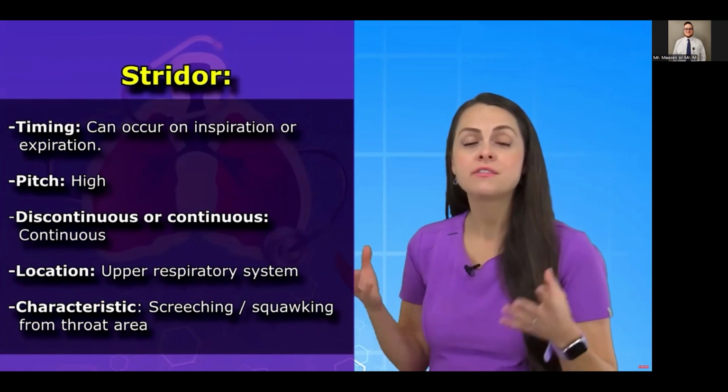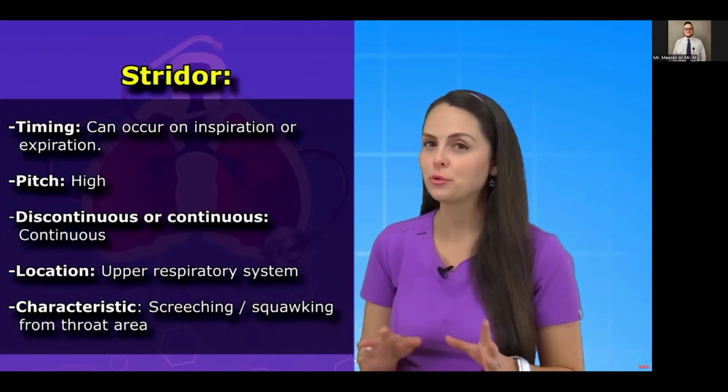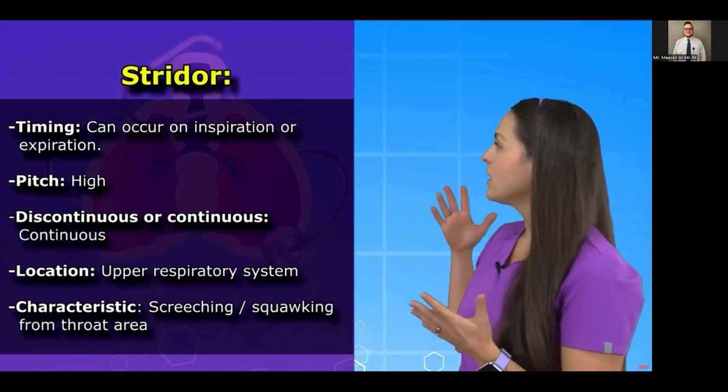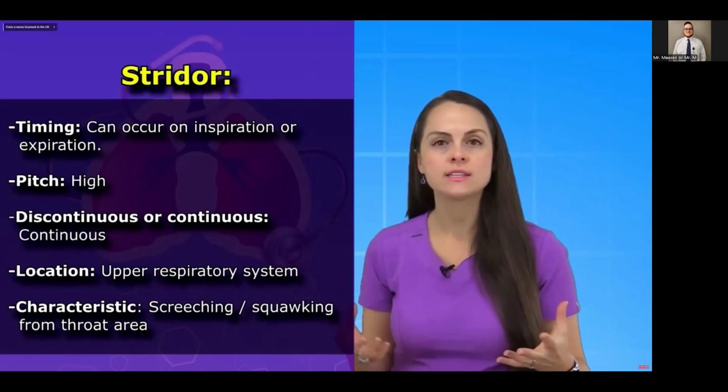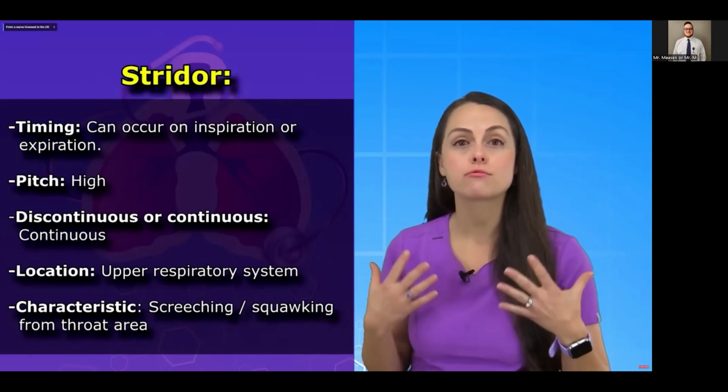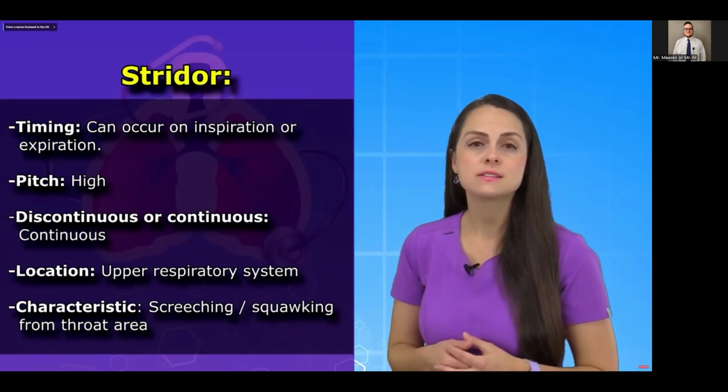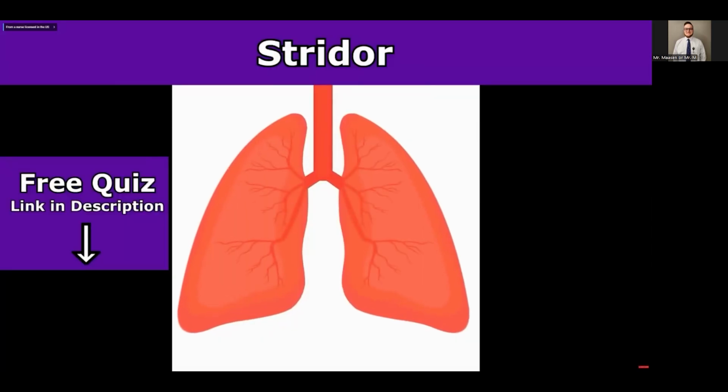And it's going to have a defining auditory characteristic that you really can't ignore. It's going to sound like this screeching, squawking noise that's coming mainly from that throat area. So again, let's listen to this audio of stridor.